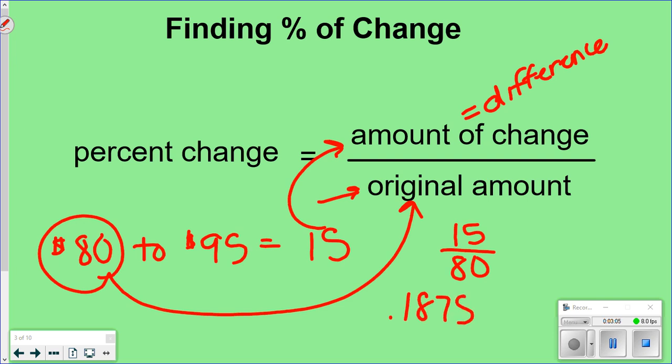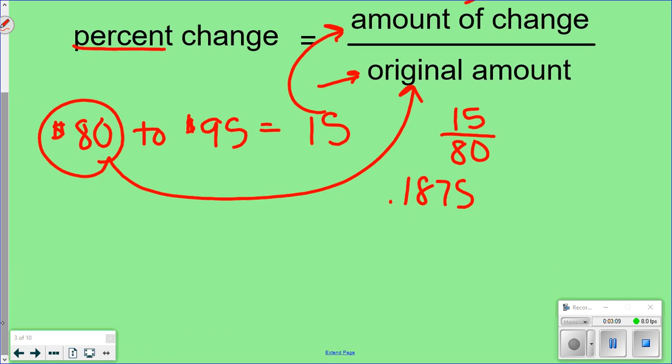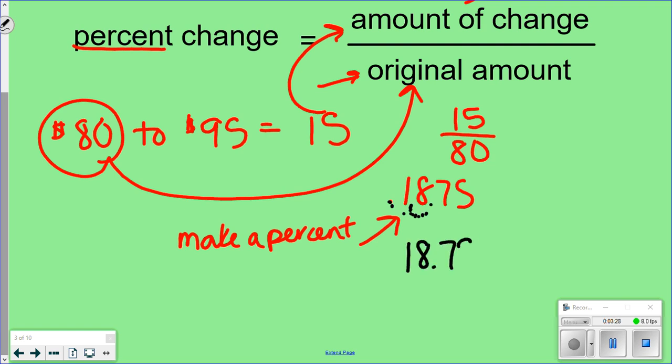I'm not done yet because it's really asking me for my percent of change. So now I have to make this a percent, and to do that, we talked about this a few days ago. If I have a decimal, what's the rule to make it a percent? The rule to make a decimal a percent is to move the decimal two places to the right. So this would be 18.75%. This means that those shoes went up 18.75% from the first time to the last time that I saw them.